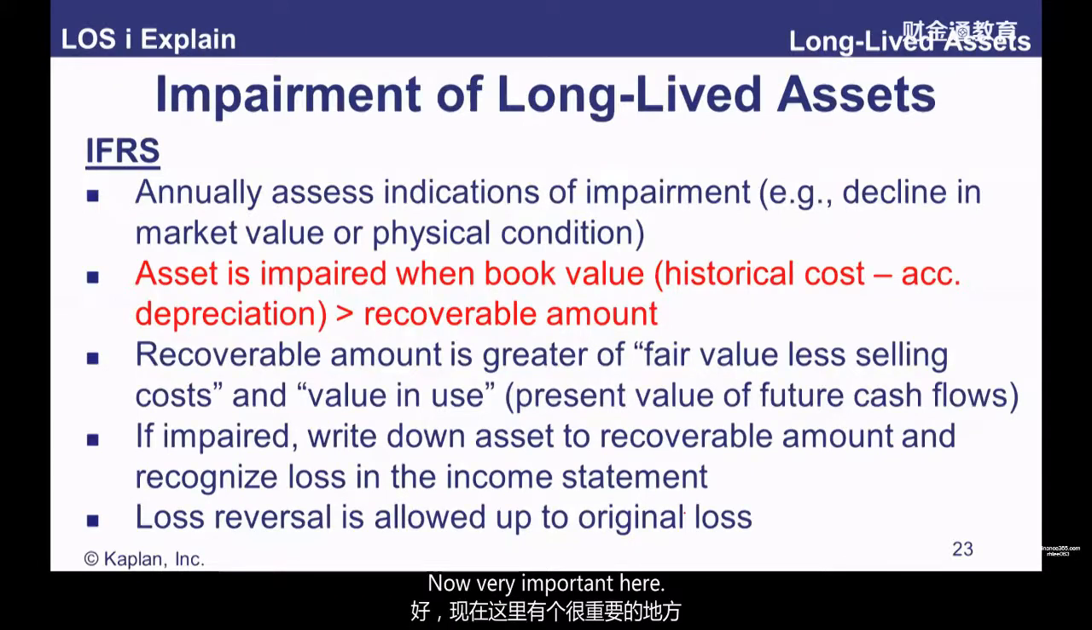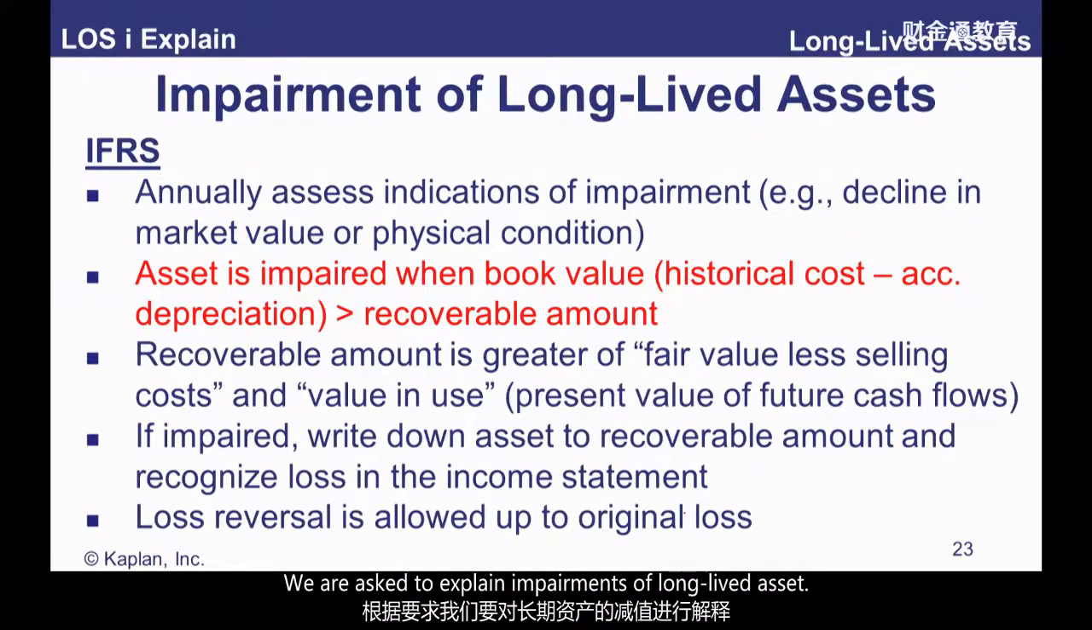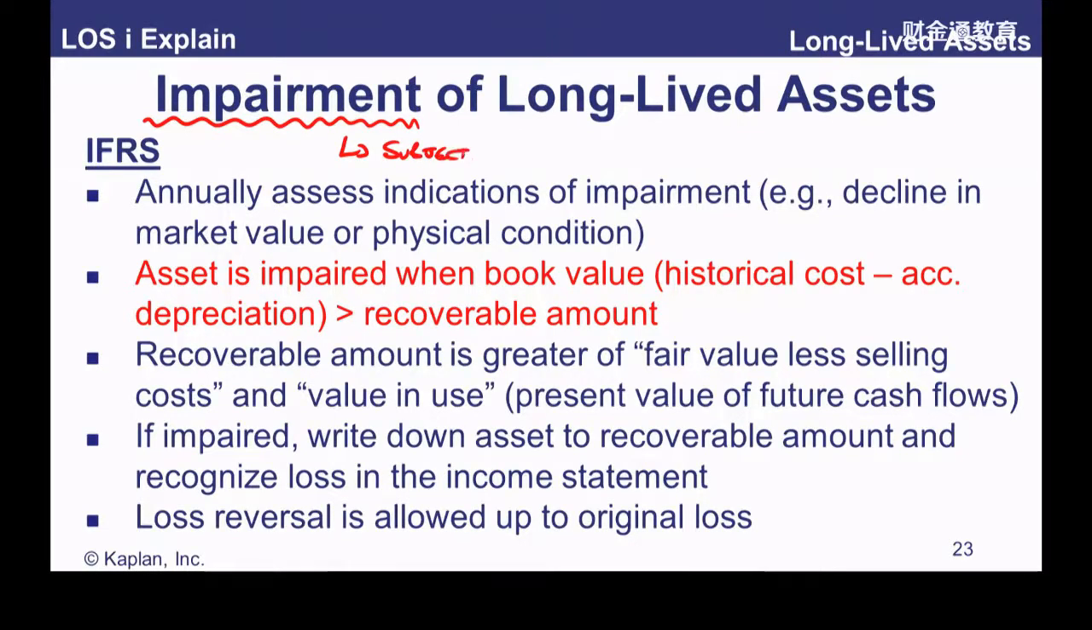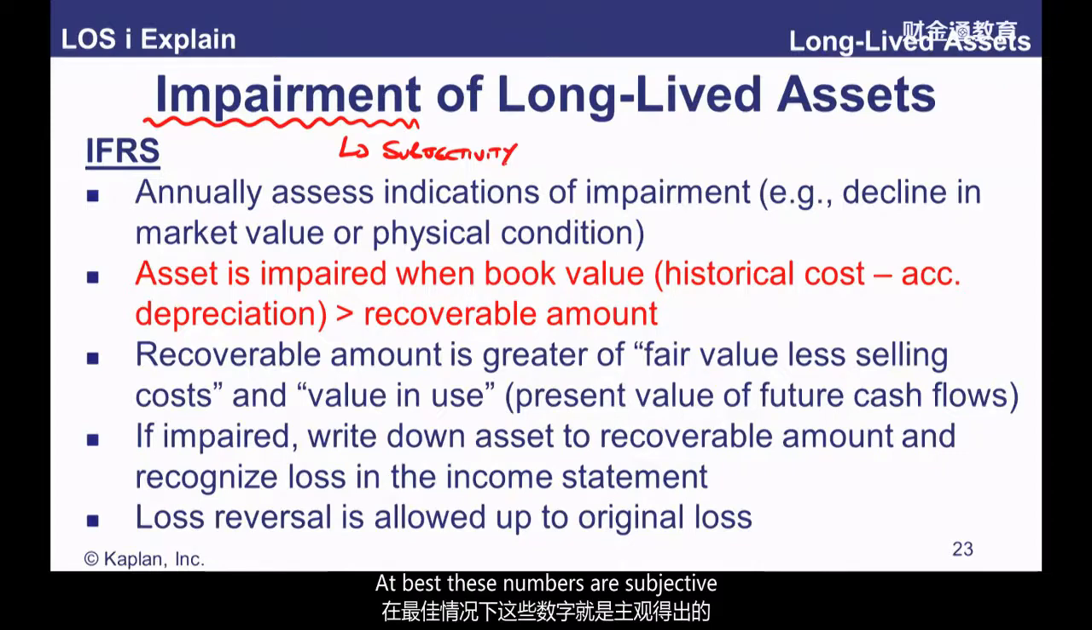Now, very important here, we're asked to explain impairments of long-lived assets. Very, very important, because I really want you to be thinking subjectivity. At best, these numbers are subjective. At worst, they are totally made up. Very, very difficult to verify these numbers, to audit these numbers. So we just need to be very, very careful about them.